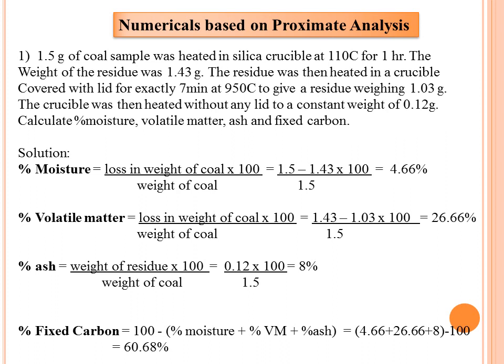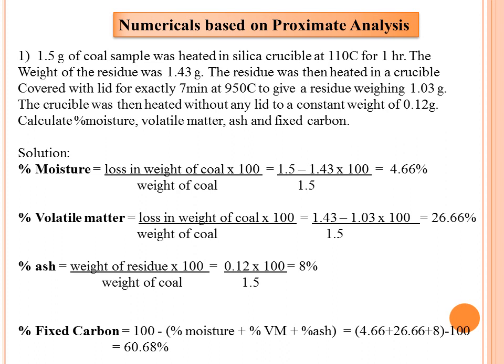Then that 1.43 gram of coal is taken for the next experiment. The residue was then heated in a silica crucible covered with a lid for exactly 7 minutes at 950 degrees centigrade to give a residue weighing 1.03 gram. Here we are performing the next experiment, that is percentage of volatile matter.